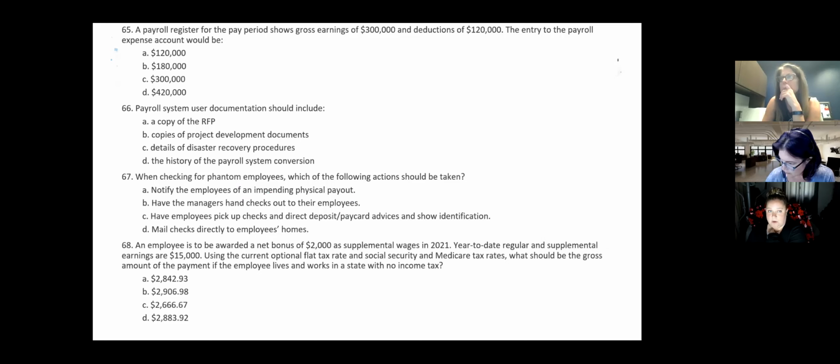Payroll register for the pay period shows gross earnings of 300,000 and deductions of 120,000. The entry to the payroll expense account would be, don't let them trick you.